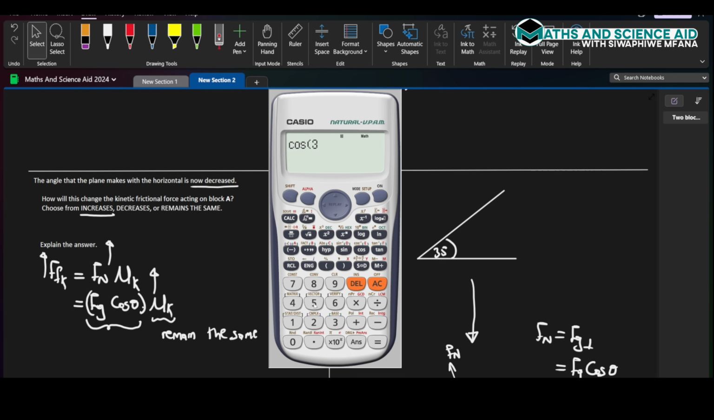Initially, the angle of this inclined plane was 35 degrees, right? So let's see what the value of cosine 35 is. This is equal to 0.819. Now, as per our example here, let's say that we have now decreased this angle to 15 degrees. Let's see what value we are going to get. We are now getting 0.9659, which is clearly bigger than when the angle was 35 degrees.